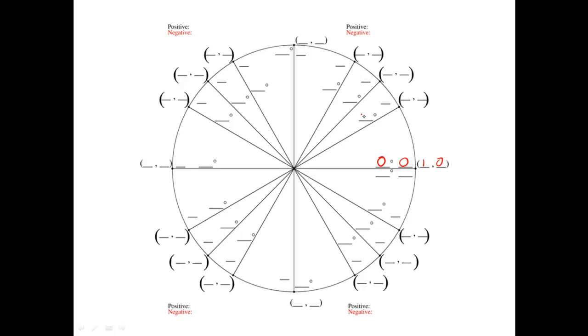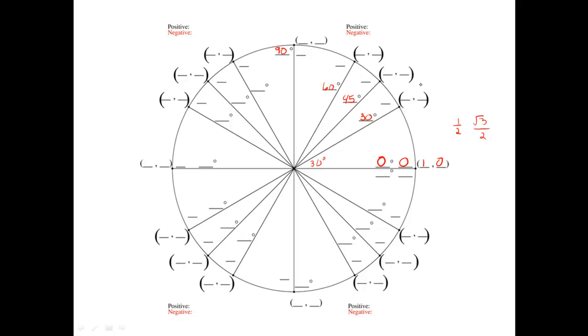So this must be 30 degrees. This must be 45. This is 60. And of course this one is 90. And let's just go ahead and fix our first quadrant, and then we'll talk about the other quadrants. So 30 degrees, we know our numbers are 1/2 and the square root of 3 over 2. Now let's figure out which goes where.